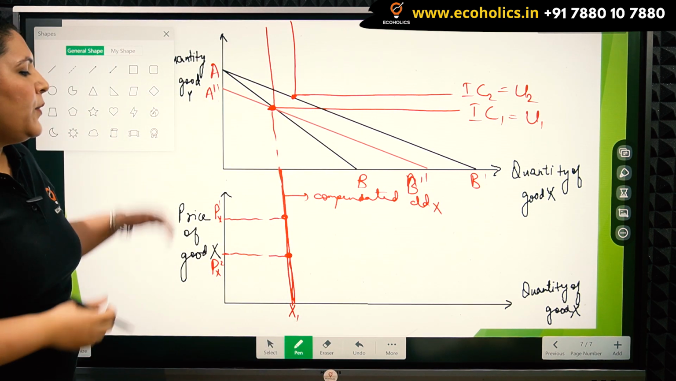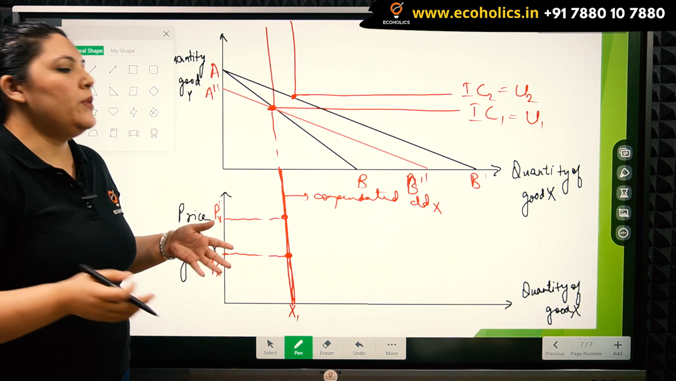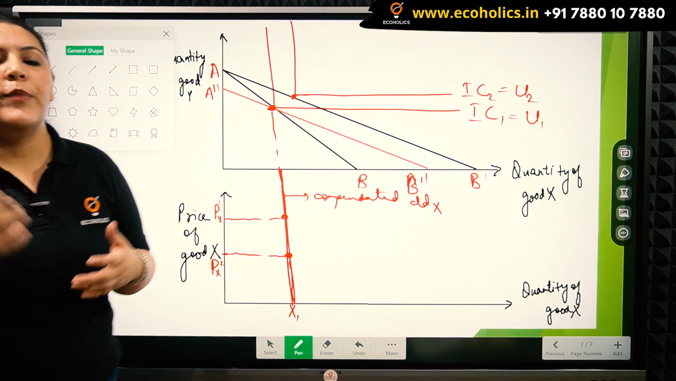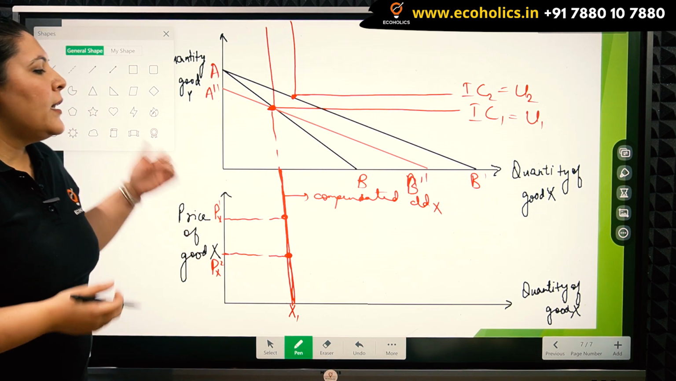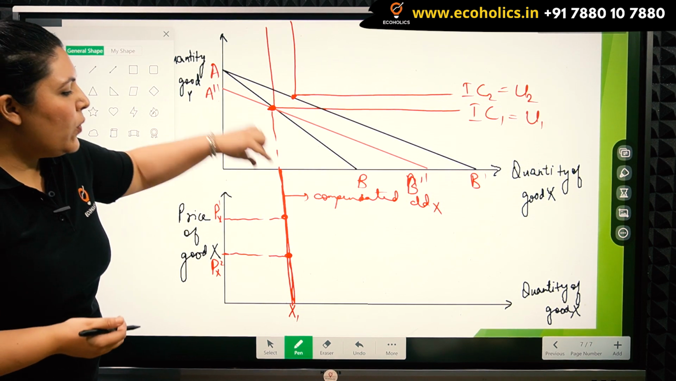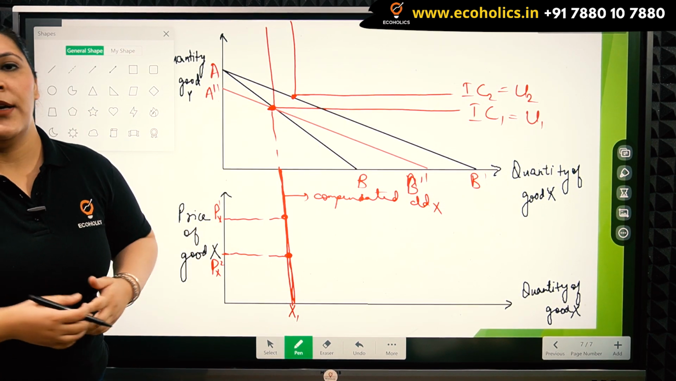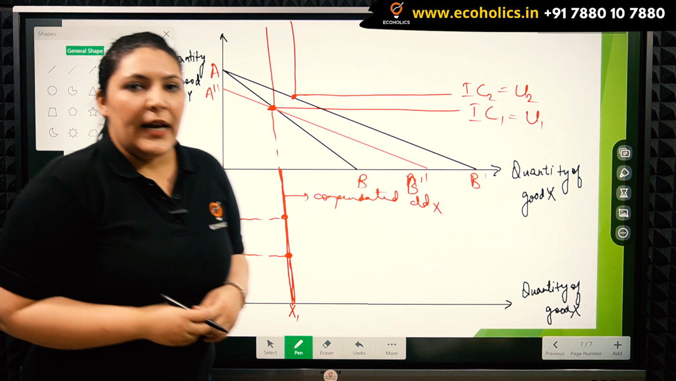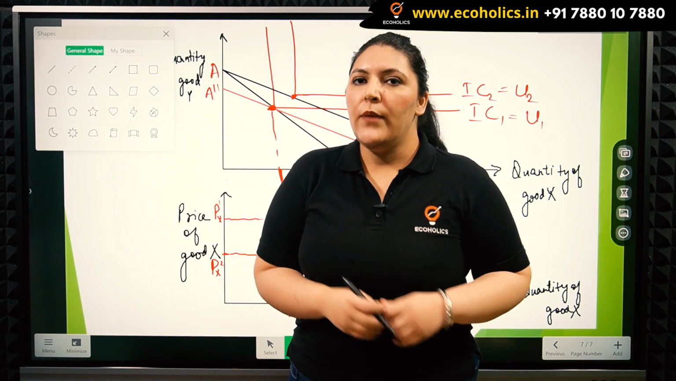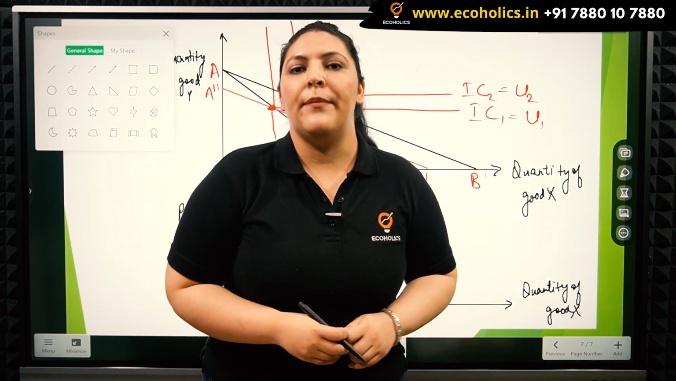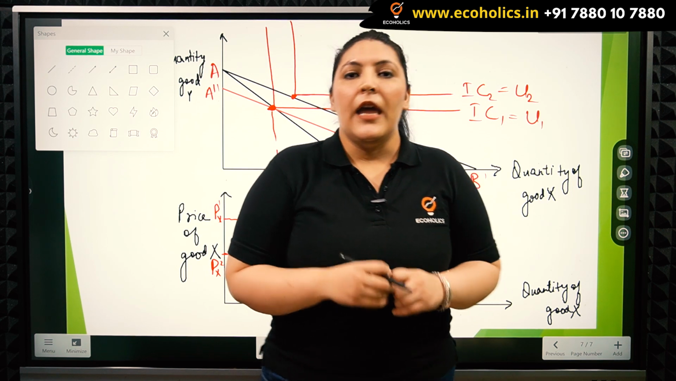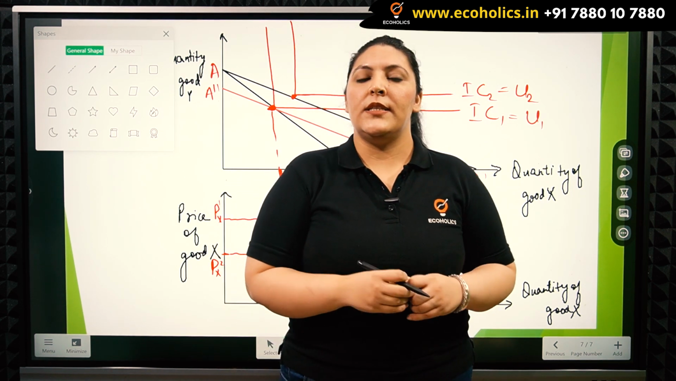So here, through a graph, we have understood that in the case of perfectly complementary goods, the compensated demand curve will always be a vertical line. We can understand and remember that any question asked in any competitive exam can be easily tackled if we are well versed with the concepts.